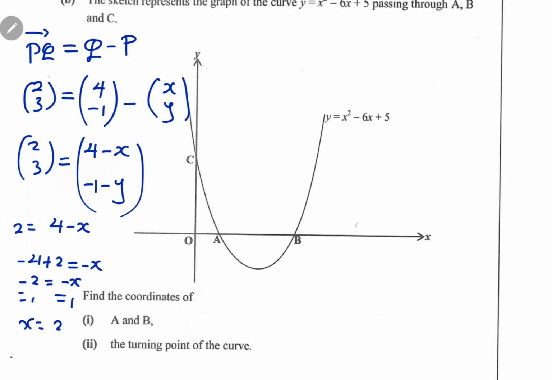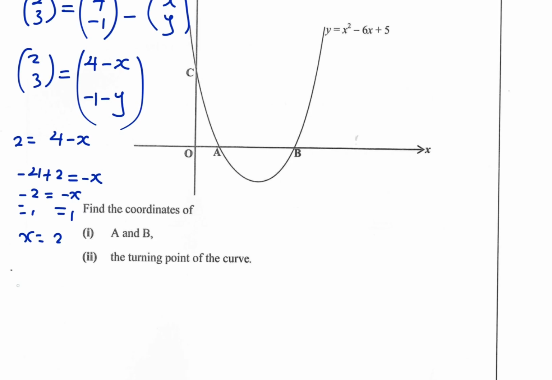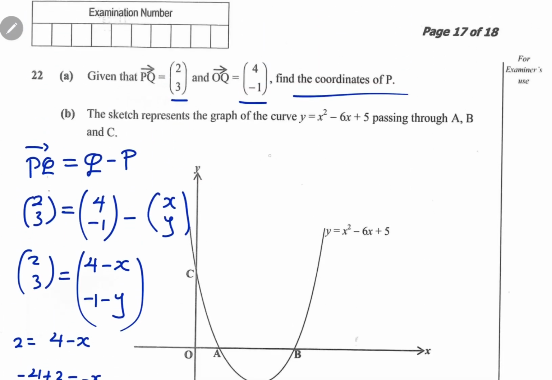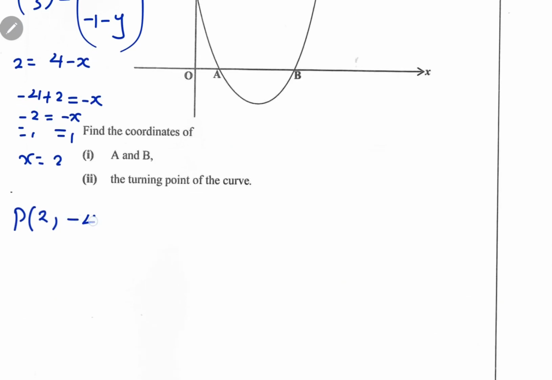So what is the question saying? Find the coordinates of P. Coordinates, which means we write P, comma. So this is our P. The coordinates so far: x is 2. Let us find y. So we are going to get the bottom part. Negative 1 minus y is equal to 3. Negative y is equal to, this goes to the other side and becomes positive, 3 plus 1. Negative y is equal to 4. Divide by negative 1, negative 1. y is equal to negative 4. So P is (2, -4). That is the coordinate of P.